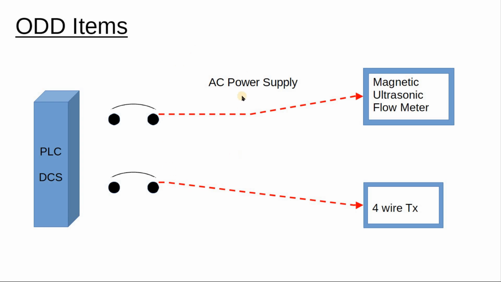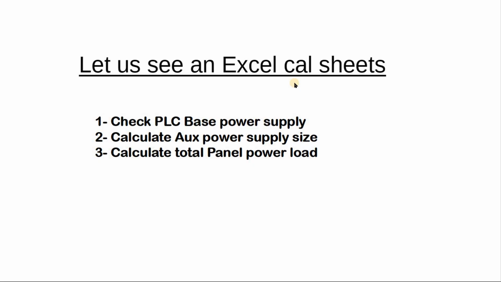So assuming you have an AC power supply from my PLC panel, I will use the UPS feed to power those electronics, and I will make sure that they come from my cabinet. Our calculation sheet, we will look at it now. We will discuss how we can calculate and check the PLC power supply, and also we will calculate the required auxiliary power, and then we will calculate the total panel power, which we will send to the electrical group.